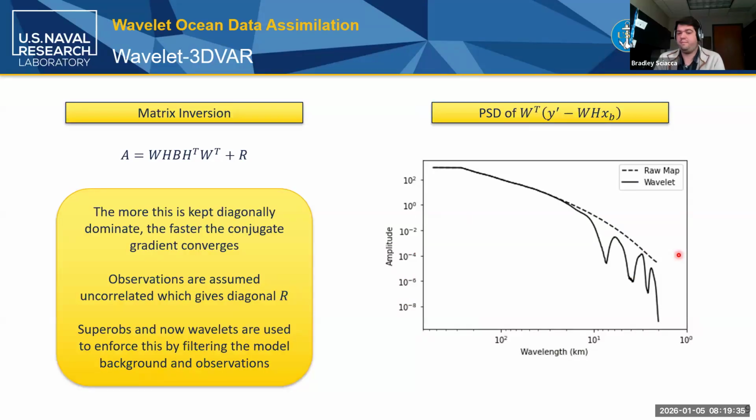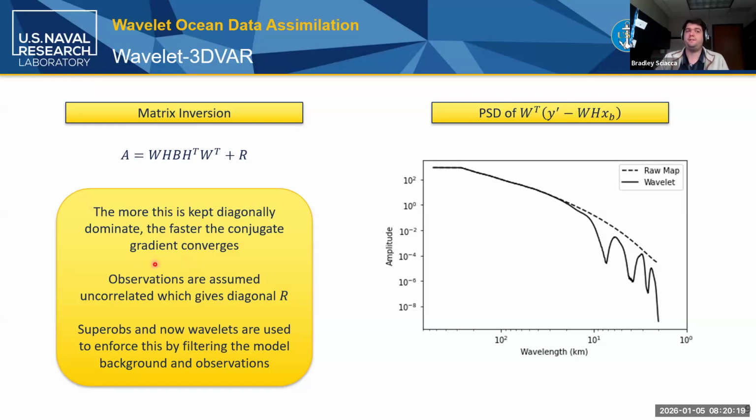Okay, so a little bit more background on how this is working. For the conjugate gradient method, when you're doing the matrix inversion, we're working with this equation here, specifically for the wavelets. But if you're working with just superobs, it would be without the W's, just HBH^T plus R. The more this matrix A is kept diagonally dominant, the faster the conjugate gradient converges. If you have a lot of significant off-diagonal terms in this matrix, it may not even converge, or it may take forever. So we want to do things to make sure that this is diagonally dominant.